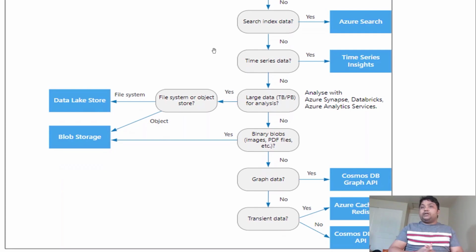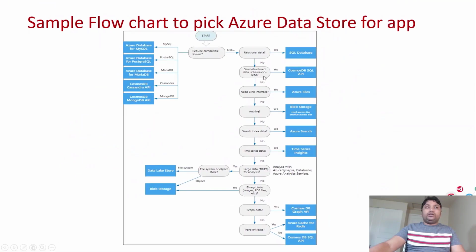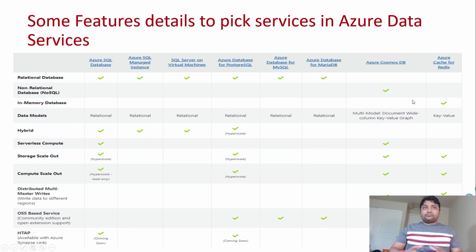If we have a graph database, we can go for Cosmos DB with the Graph API, right? If we have transient data, then we can go for either Azure Cache for Redis or Cosmos DB SQL API also. Depending upon the scenario and what we require, we can go for that.